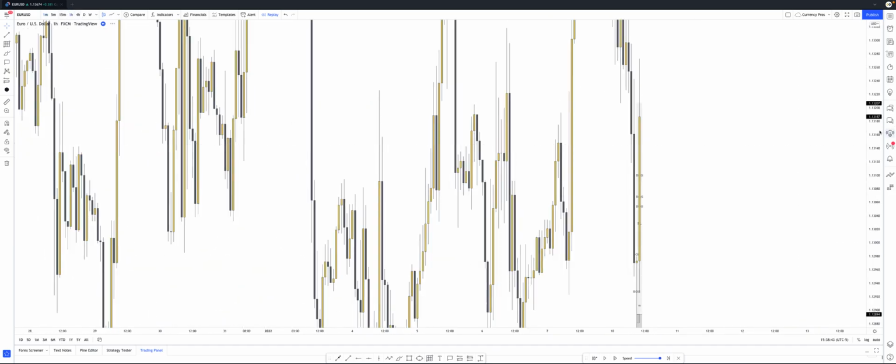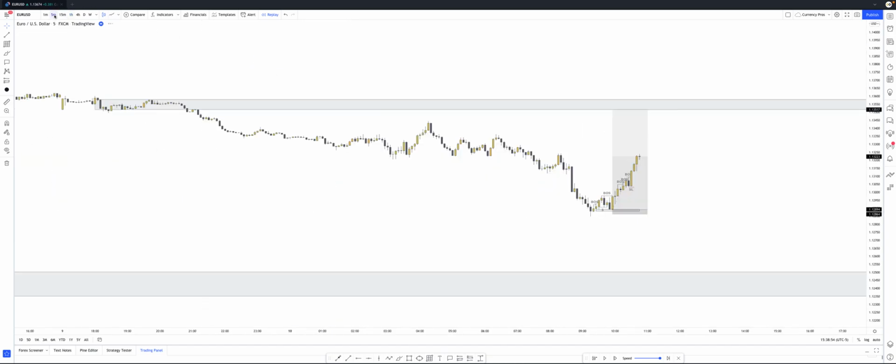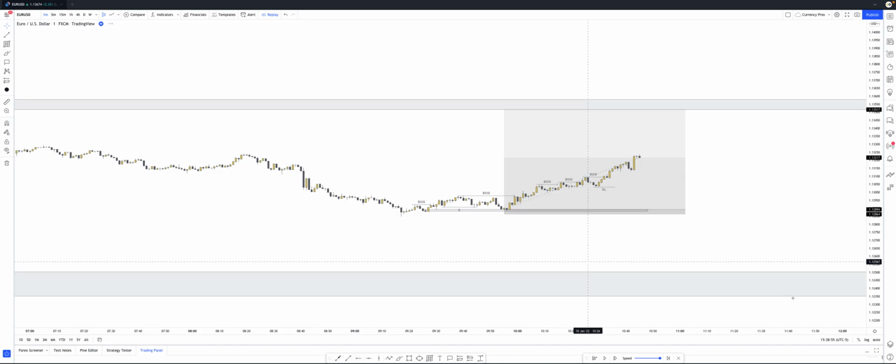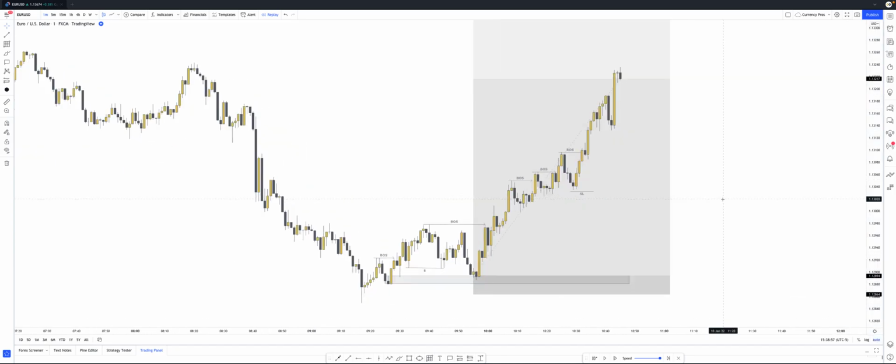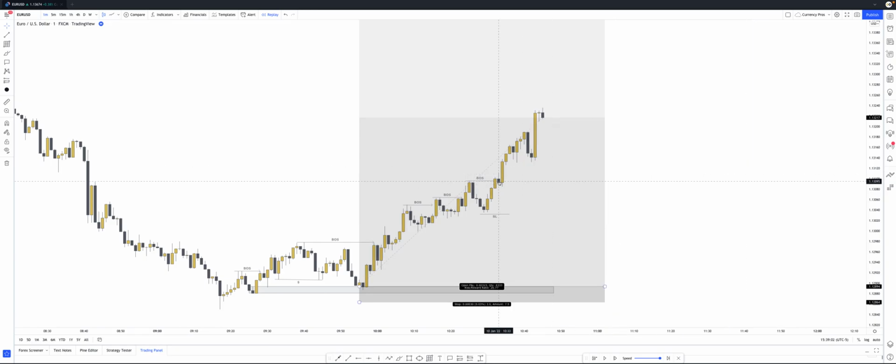You know what, for the sake of this video, let's extend the target all the way to the 1 hour supply zone. Just as an overall, best case scenario target. And let's see how far we can trail this position before getting stopped out in profit. So again, just following price action, following the mitigations, following market structure.